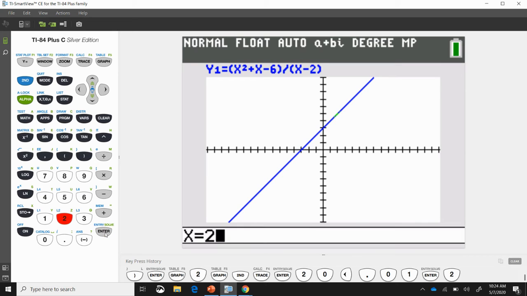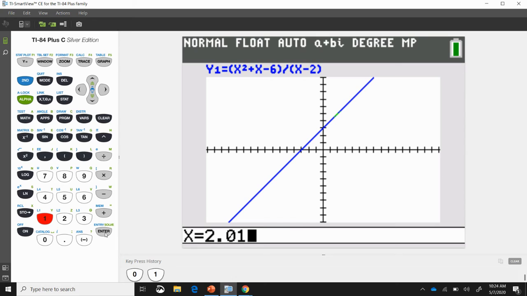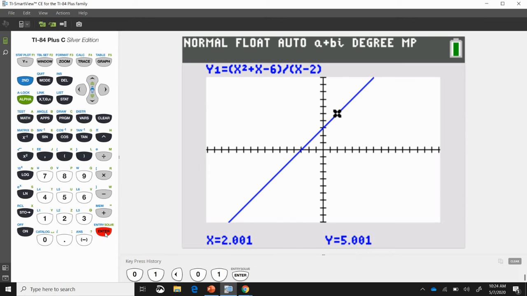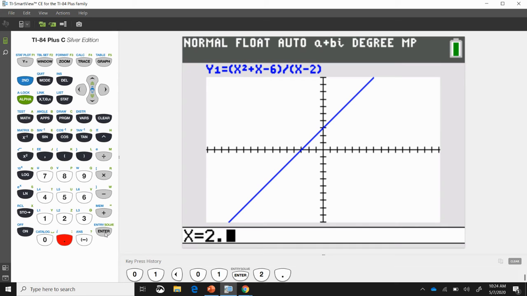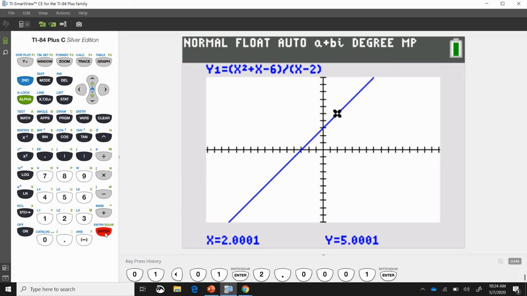If we plug in 2.001, you can see there's 5.001. And you would plug in 2.0001, and it's 5.0001. From the graph, you can see that it's approaching the same number.